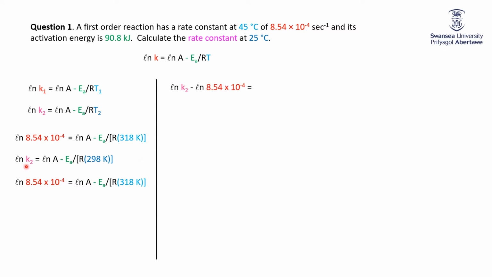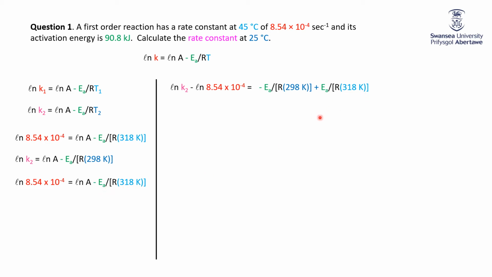Left-hand side will be natural log of K2 minus natural log of 8.54 times 10 to the minus 4, just like there. Right-hand side, well, the log of A minus log of A cancels out. So I'll get minus the activation energy divided by R times 298 right there. And then a minus of a minus, so that means plus EA over R times 318.